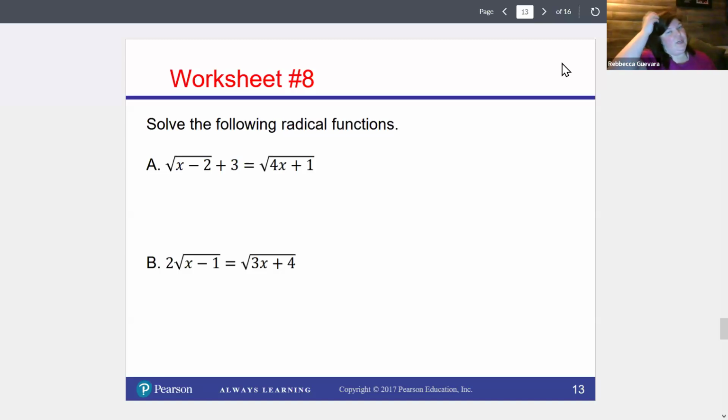All right, so for 8, just do the same thing again. So A is going to be very similar to what we were seeing. B is a little different. Okay, so like I said, take a moment and try it.